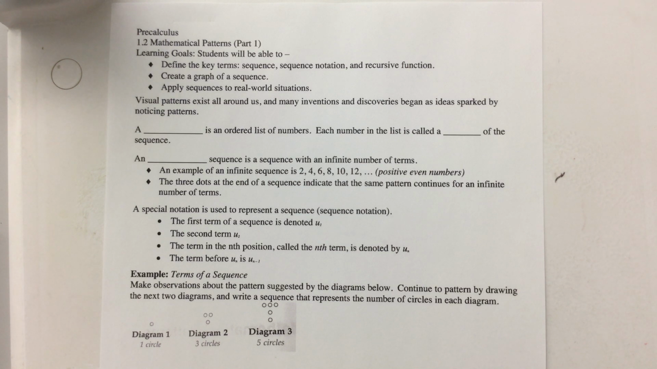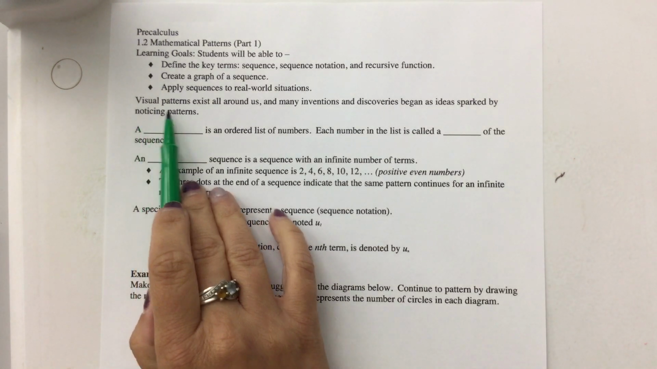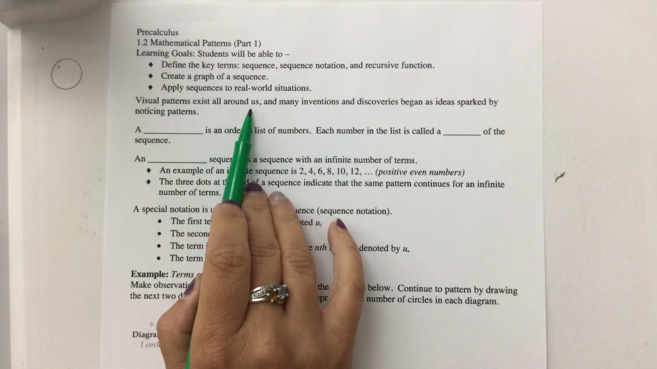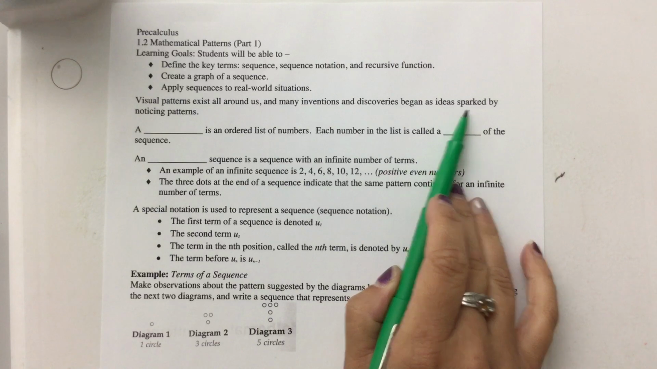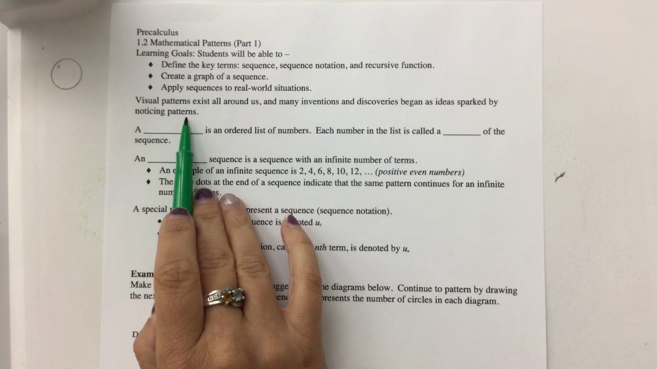Today we are just going to look at the introduction to mathematical patterns, which is Chapter 1, Section 2. Visual patterns exist all around us, and many inventions and discoveries begin as ideas that are sparked by noticing these patterns.